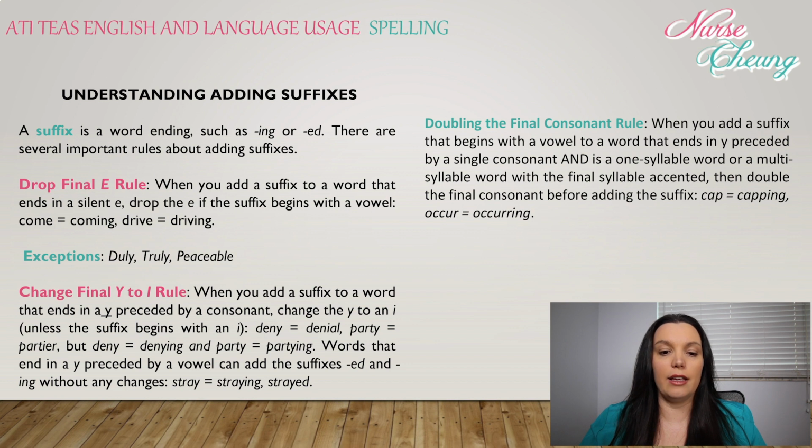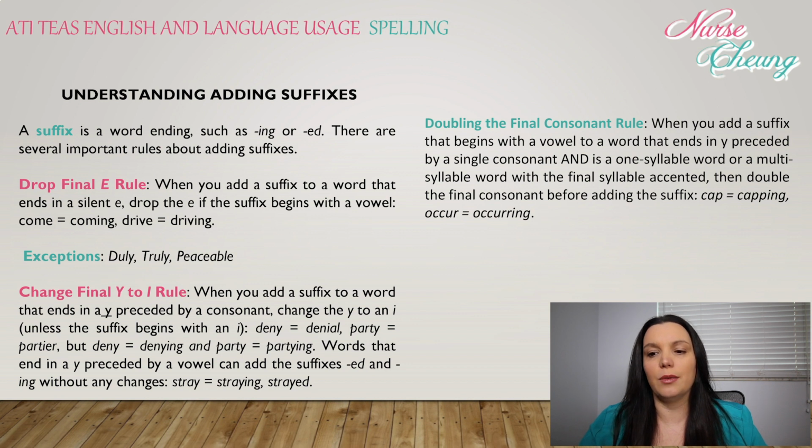Change final Y to I rule. When you add a suffix to a word that ends in Y preceded by a consonant, change the Y to I, unless the suffix begins with an I. Deny is equal to denial. Party is equal to partier, but deny, denying, and party is equal to partying. See the difference between the Y and the I? Words that end in a Y preceded by a vowel can take the suffixes ed and ing without changing the word: stray, straying, or strayed.